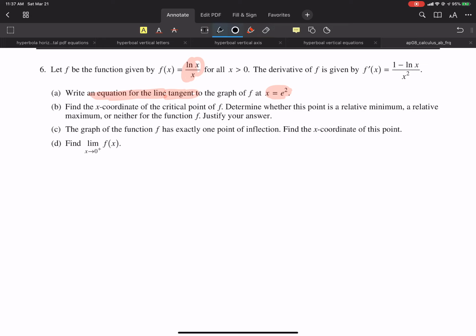All right. Find the x-coordinates of the critical points of f, and we will determine if it's a relative maximum, relative minimum, or neither. So what are critical points? You should all know that's where the derivative is 0 or undefined. So we have the derivative here. When is a fraction equal to 0? A fraction's equal to 0 when the numerator is 0. And when is a function undefined? When you have a fraction, it's when the denominator is 0.